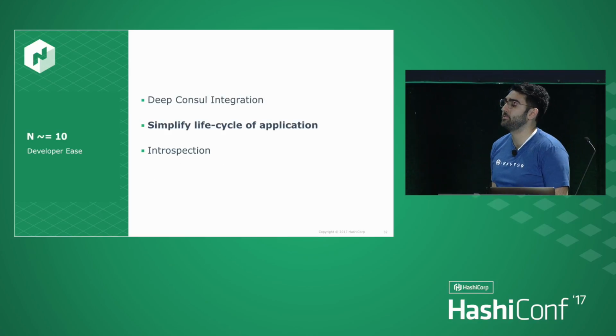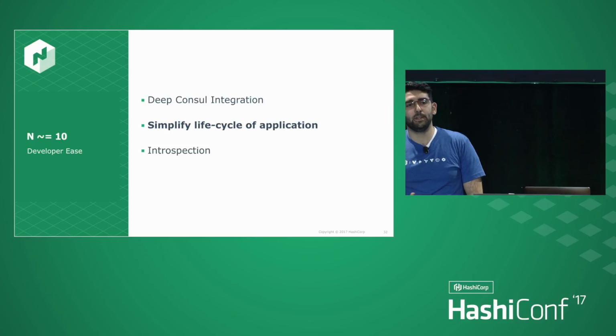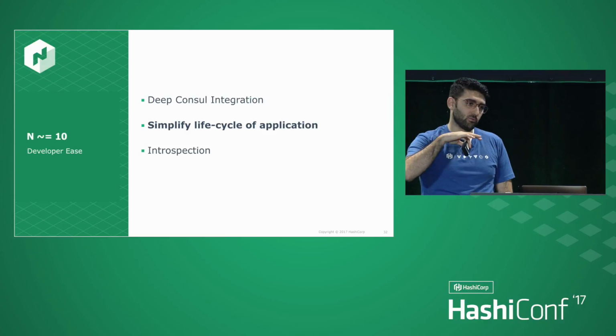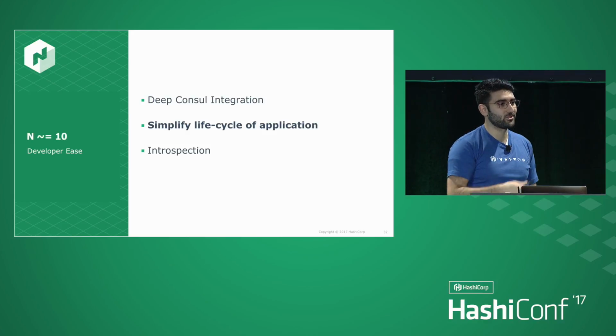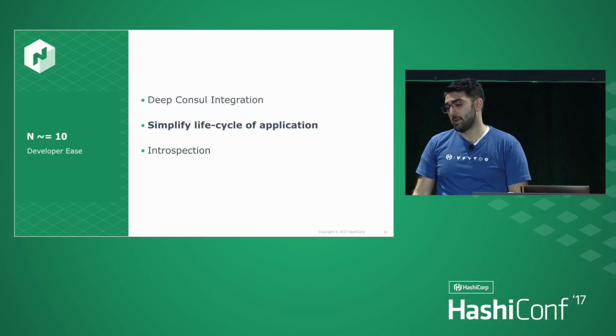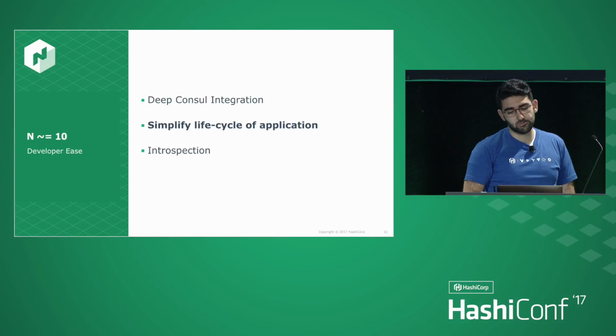Next, we want to simplify the lifecycle. And what I mean by this is when you have a single application per node model, it's really easy to wrap your binary with some shell scripts, run Chef, do whatever you need to get it to run. But you have a little more constrained environment when you're using a scheduler.